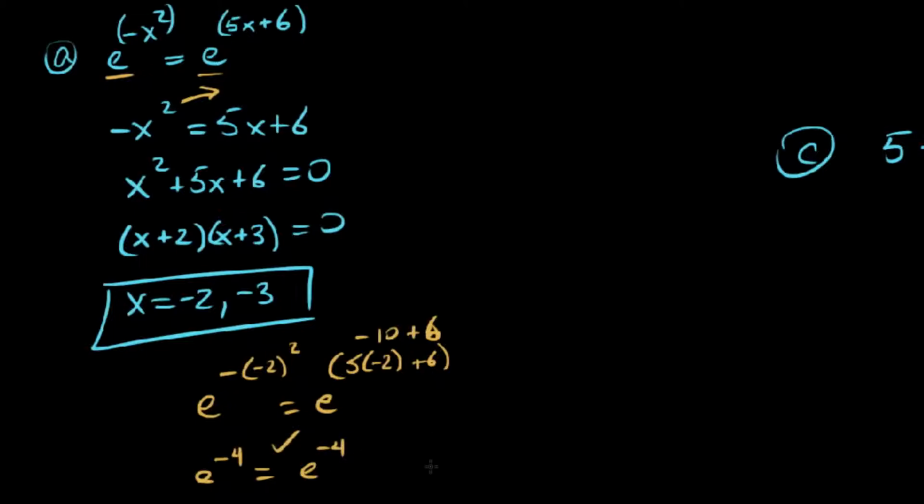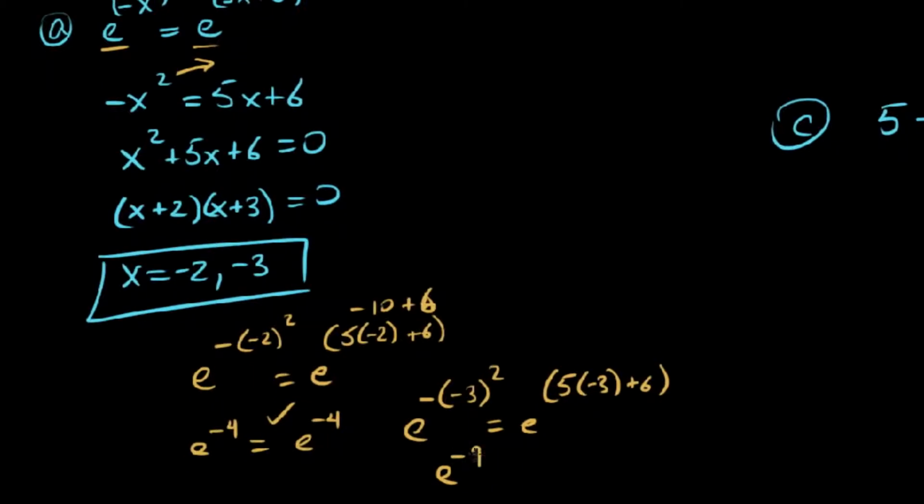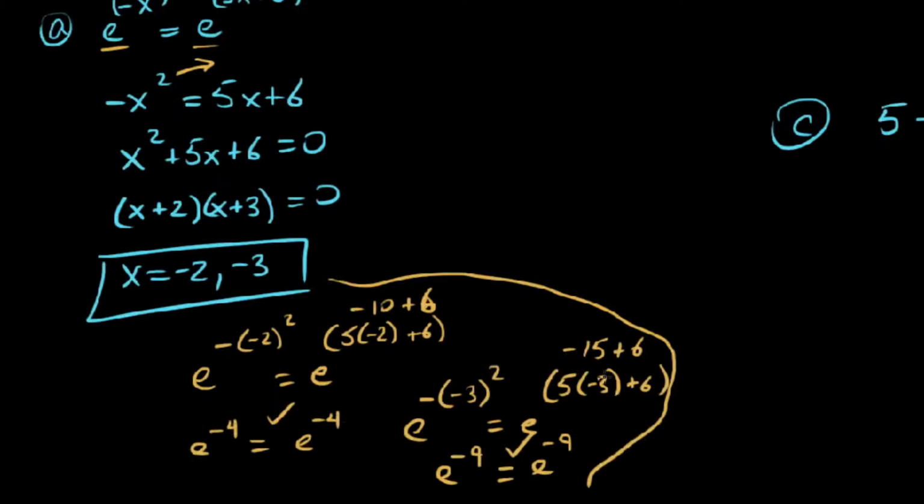Just going ahead real quick and checking the other one, if we plug in negative 3, we get e to the negative 3 squared is equal to e to the power of 5 times negative 3 plus 6. Check our exponents again. Negative 3 squared is 9, but that's got a negative in front of it, so this becomes e to the negative 9. And on the right here, it looks like we get negative 15 plus a positive 6, which is also e to the negative 9. So both of these solutions work. We don't have any what we call extraneous solutions. Okay, extraneous is that key word there.